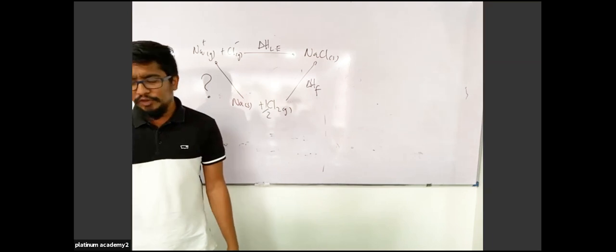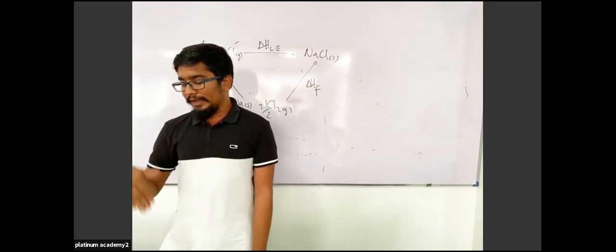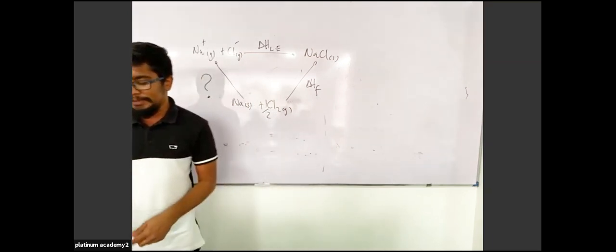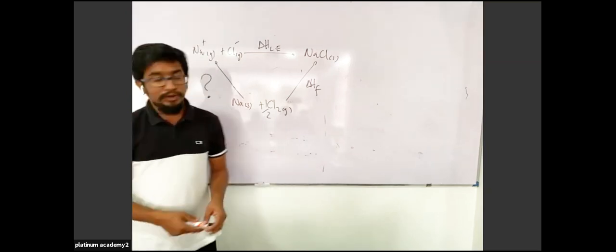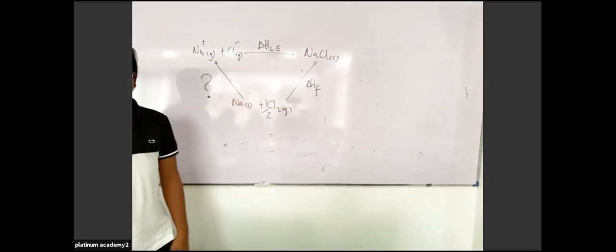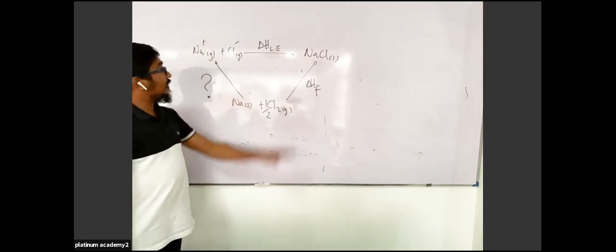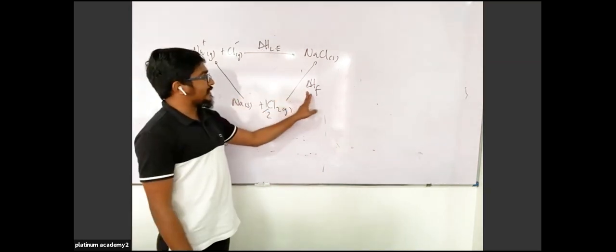Very simple. But before that, we have to know a few definitions, right? So let's mark everything like this in your Hess cycle. Delta, this is lattice energy. This is formation enthalpy. This is a question mark.